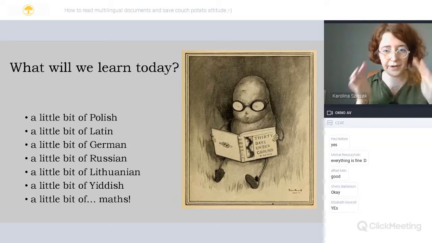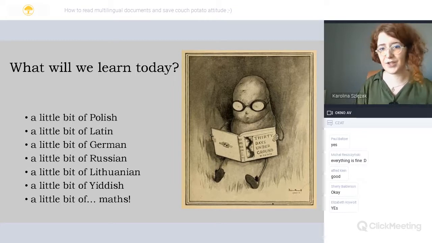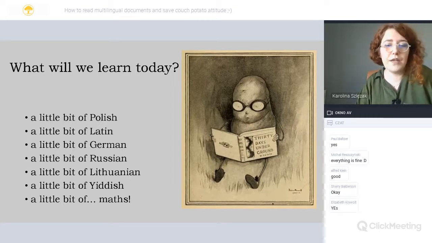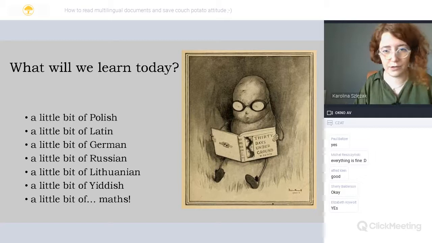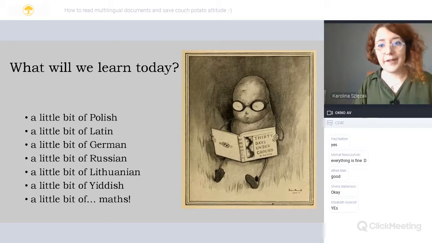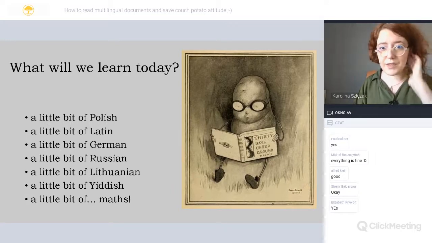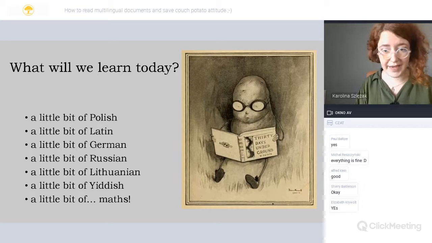So it is very, very useful to know how to cope with such documents, even if we don't speak German or Russian or so on, and even if we don't speak Polish. So we will start with Polish today.